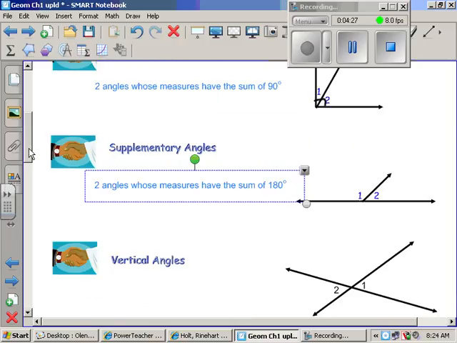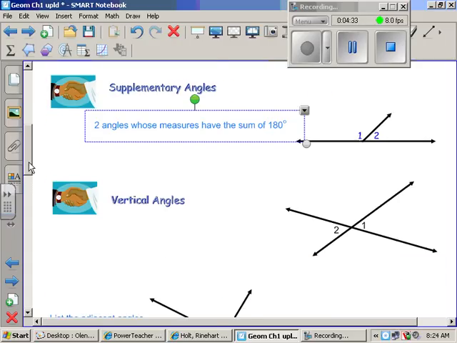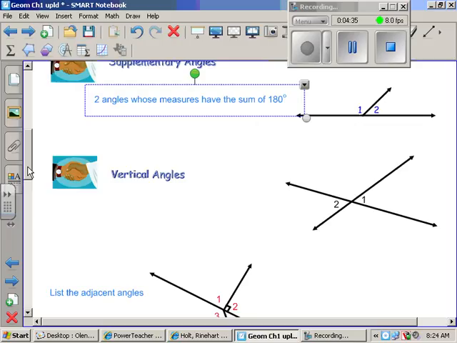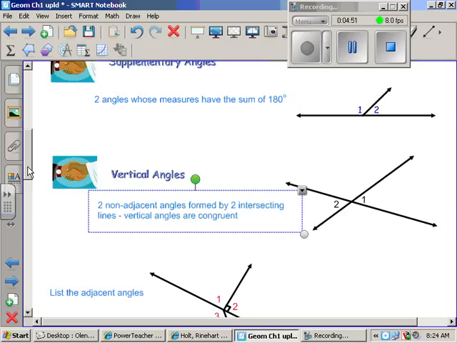Do supplementary and complementary angles have to be adjacent? No, they do not. Lastly, who remembers what vertical angles are? CJ? The ones that are opposite each other. They're formed by two straight lines intersecting, and they're opposite. They're non-adjacent, so the only thing they share is a vertex.